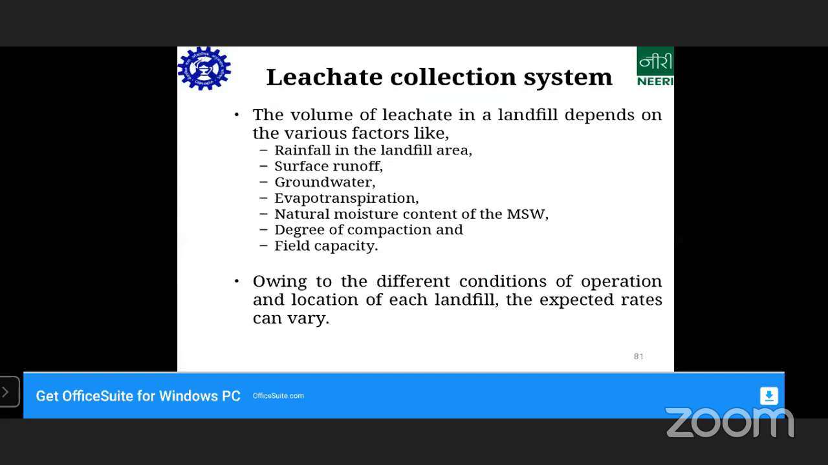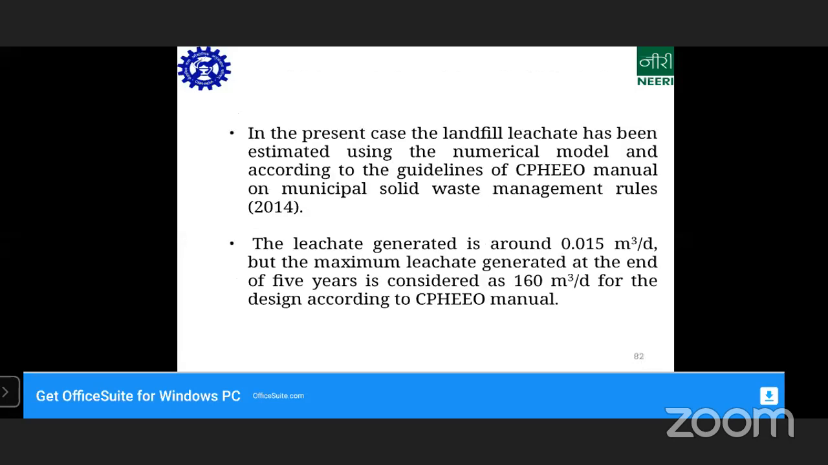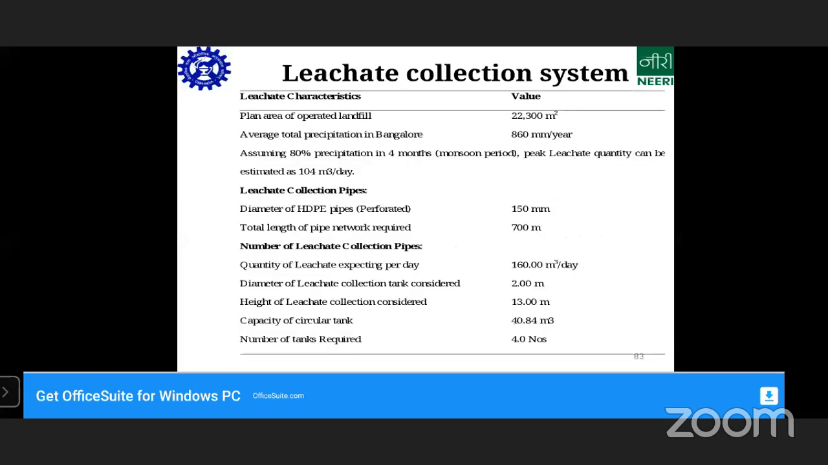Coming to the leachate collection system, after designing this, a lot of parameters have to be considered like rainfall, surface water, groundwater, and all those things. There is a way of calculating the leachate in the CPHO manual. You can refer to that also. According to that, it is calculated what quantity of leachate is expected per day, around 160 cubic meters per day.